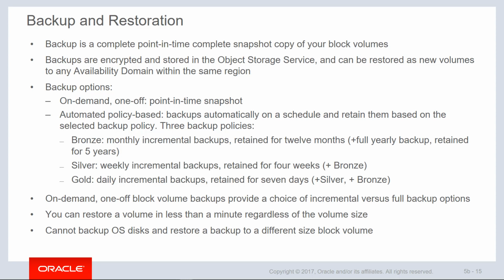So a bronze backup will do monthly incrementals retained for 12 full months, plus a yearly full backup that's retained for 5 years. So if the data is not changing frequently, a bronze level backup might be sufficient. If you're working with applications where the data is changing more frequently and your recovery point objective might be lower, silver or gold may be more realistic. Silver would be a weekly incremental retained for 4 weeks, plus monthly incrementals, plus a yearly full, and then gold would be daily incrementals, plus weekly incrementals, plus yearly fulls retained for 5 years.